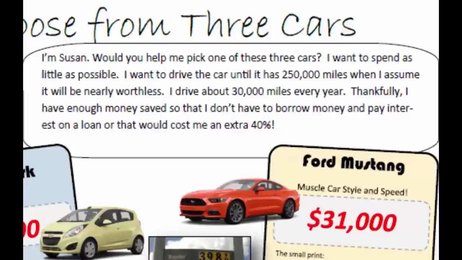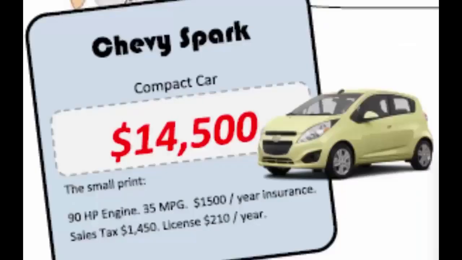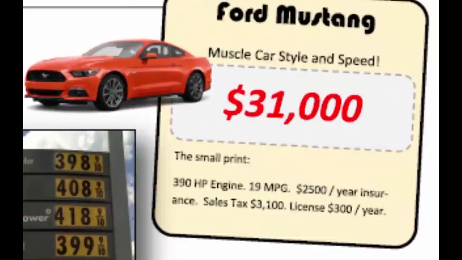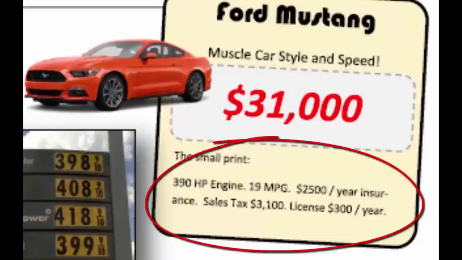Let's see the 3 cars that Susan is considering. First of all, she has in mind the Chevy Spark. It's a small engine that gets good gas mileage. She has to pay $1,500 a year in insurance. The initial cost for taxes is $1,450, and every year she spends $210 for a license. Compare the other cars. They have higher numbers for each of those. So the Ford Mustang is $31,000. The gas mileage is much lower. The insurance and taxes and license are all higher.